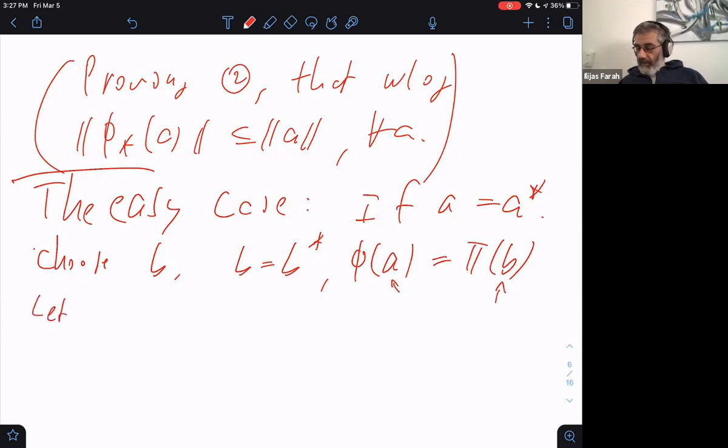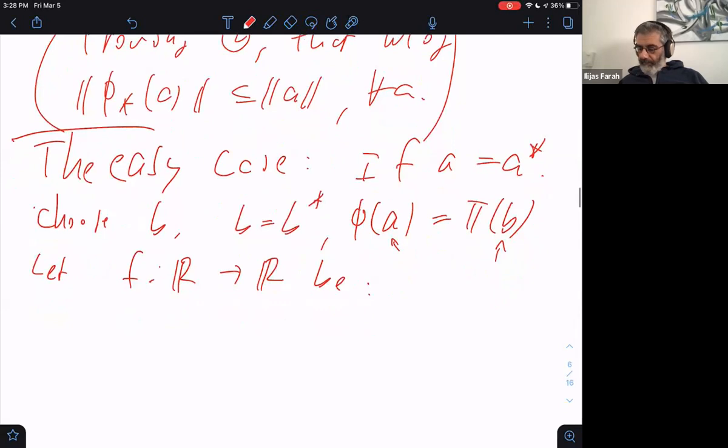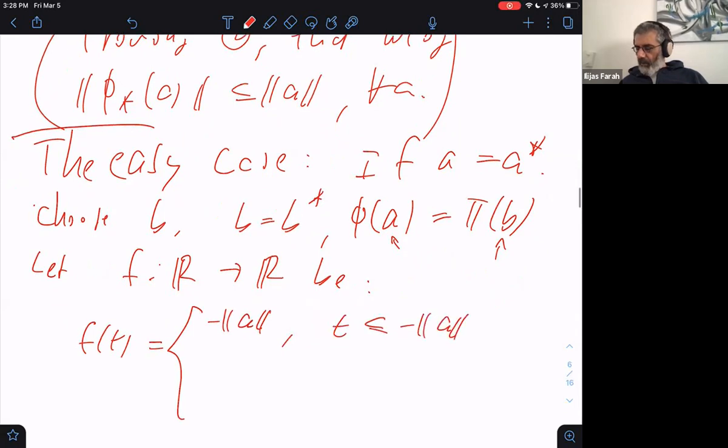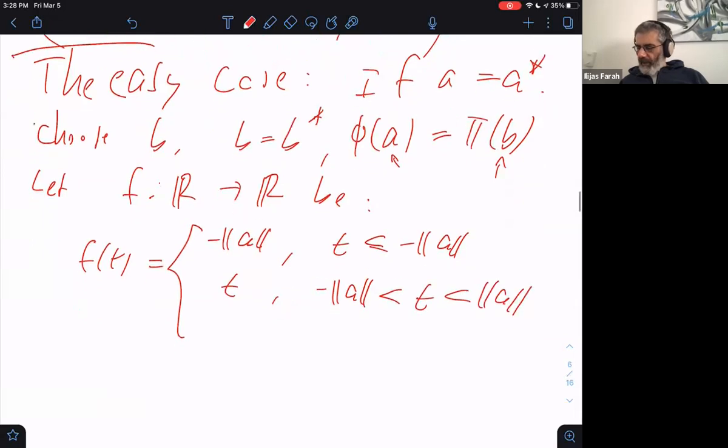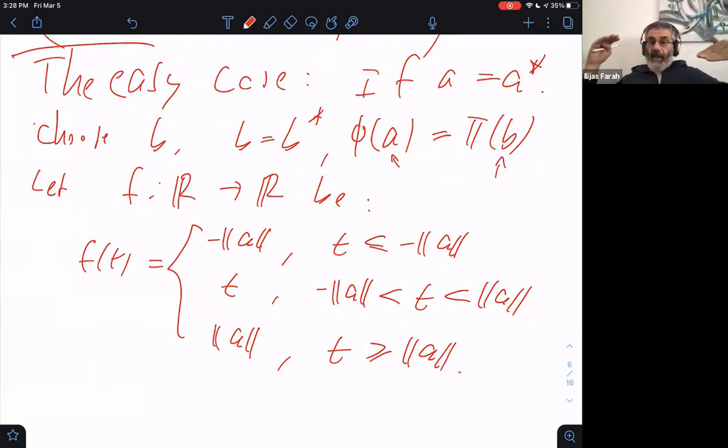So now, continuous functional calculus. Let F mapping R into R be defined as follows. F of T is minus norm of A if T is less or equal than minus norm of A. F of T is just T if T is between minus norm of A and norm of A, and it is norm of A if T is greater or equal to norm of A. All right, so this is a piecewise linear function. And by applying F to B, I'm just truncating B where needed.